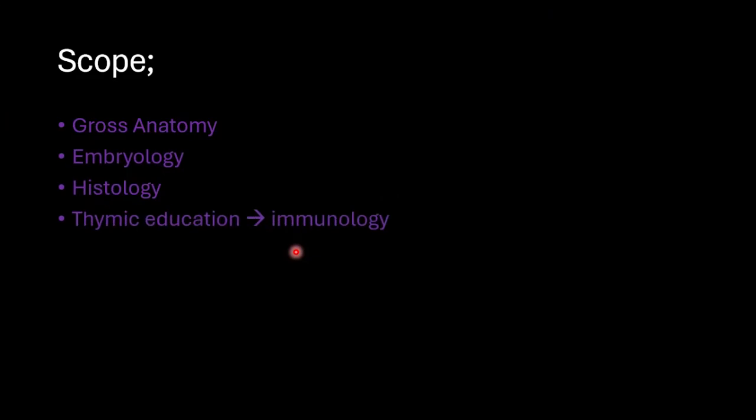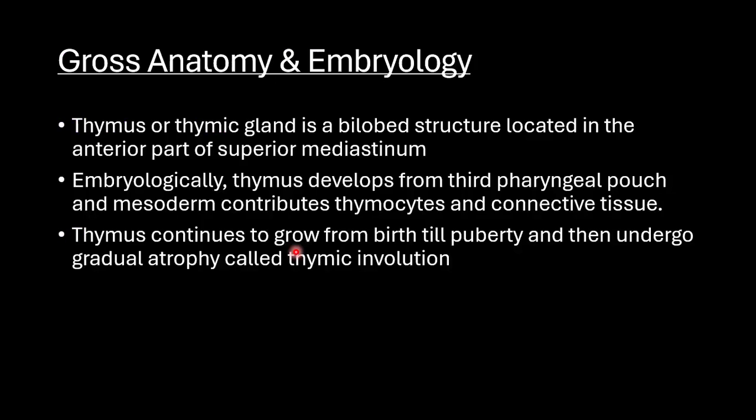So, what will be the scope of this lecture? One, we discuss the gross anatomy of the thymus. That won't take up much of the part. Then, secondly, discuss how it develops. Then, this is what I focus on majorly: the histology of the thymus. And then we discuss some immunology, which relates to the thymic education. So let's start with the gross anatomy and embryology.